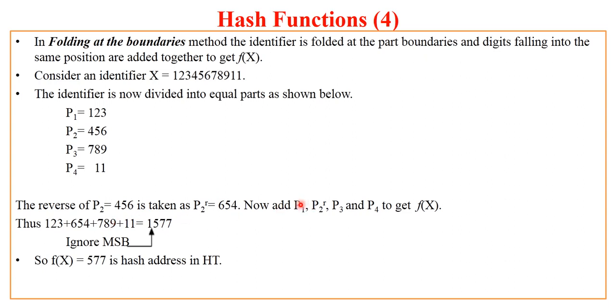So instead of adding P1, P2, P3, P4 directly as we have seen in the earlier case, here the reverse of P2 will be taken and these parts will be added to get some value, that is the address value. At that address value, keeping 3 digits in mind, the MSB is ignored, and now this 577 will be the address of this identifier X.